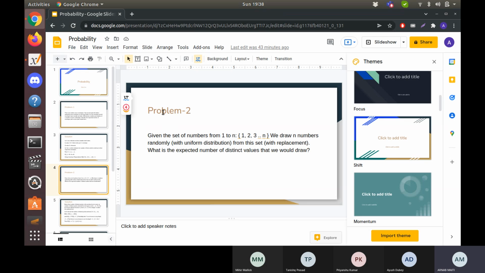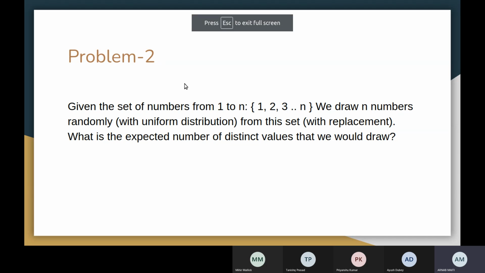So that's the question. I elaborated it; you can have a look at the questions. Given the set of numbers 1 to n, we draw n numbers randomly from this set. What is the expected number of distinct values which we would draw? So that's the question which you have. I hope the question is clear.